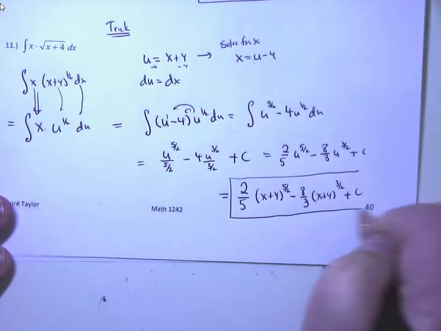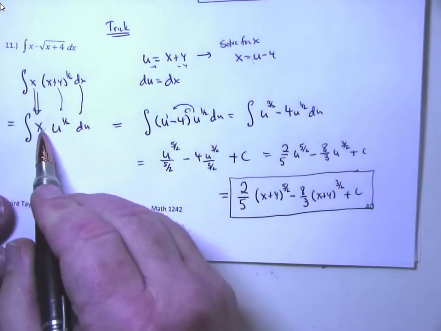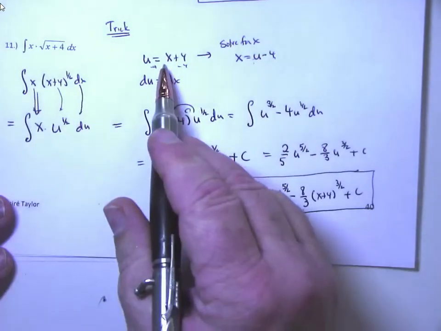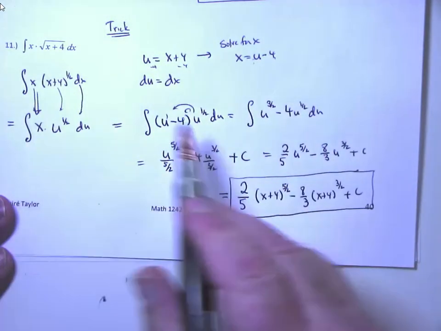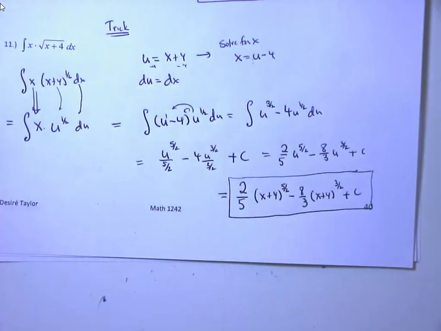And it was a trick that when you had an x left over, go to your u statement, solve for x, and plug it in, and then clean it up, and hopefully it'll turn into something you can integrate.